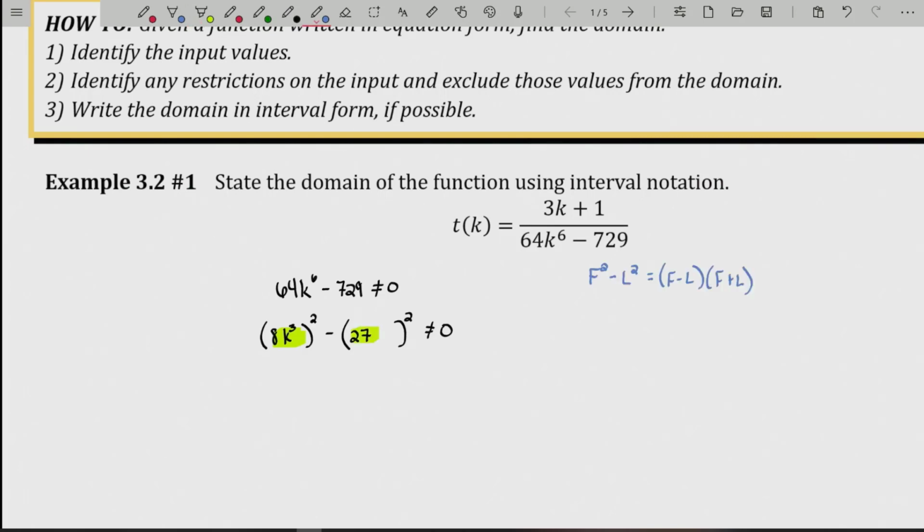I've written it off to the side here so that it's a little bit easier for you to remember. Playing the role of first would be this 8k cubed. Playing the role of last would be the 27. So factoring here, you'll get 8k cubed minus 27 times 8k cubed plus 27. Again, you don't want that to be 0 because you'd have division by 0 if that were the case.